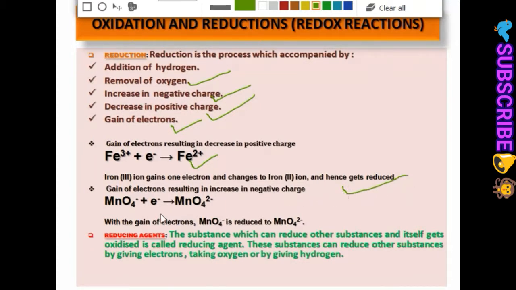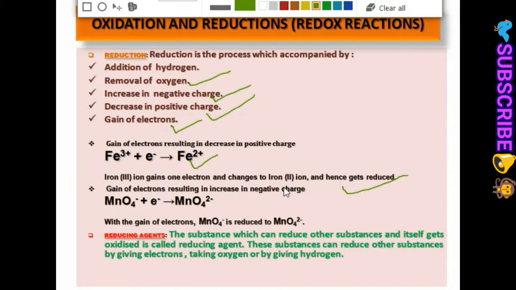Right, now the manganate ion gains an electron, resulting in an increase in negative charge. Okay, with the gain of electron, MnO4- is reduced to MnO4 2-.